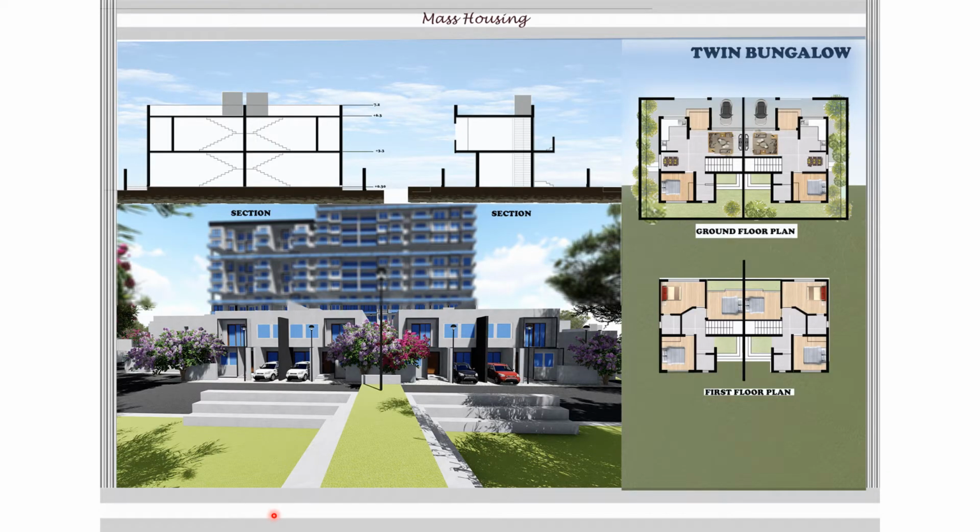These are the twin bungalows. There are a total of 5 units of twin bungalows. These are the plans, section and a 3D. The ground floor plan consists of a living room, kitchen and dining and a guest room. And the first floor plan consists of 3 bedrooms and an open space area.